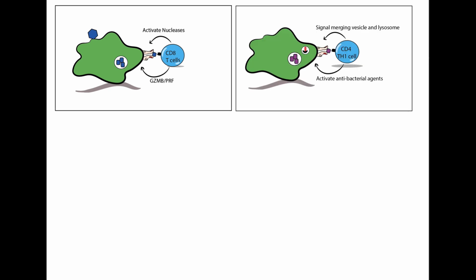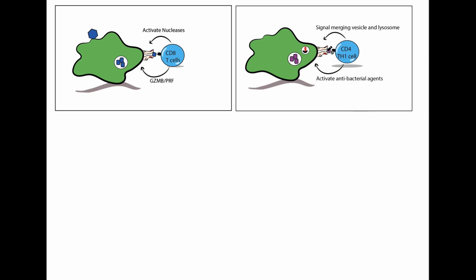Now let's look into what the CD4 T cells do. In case of CD4 T cells, you have two kinds of cells. As I said, there are TH1 cells, T helper 1 cells, and T helper 2 cells. Now let's focus on T helper 1 cells.